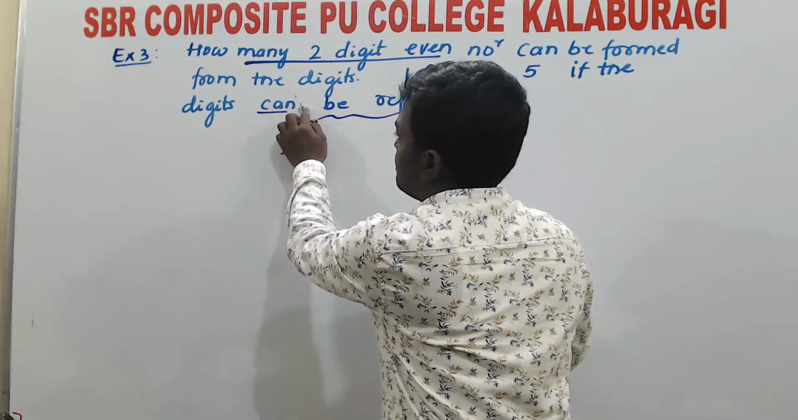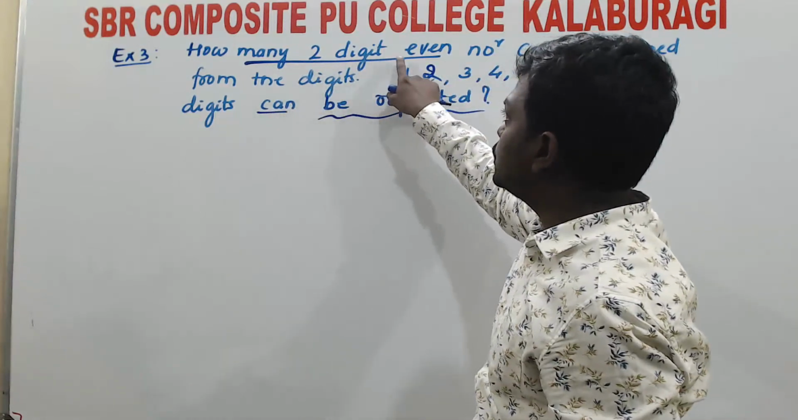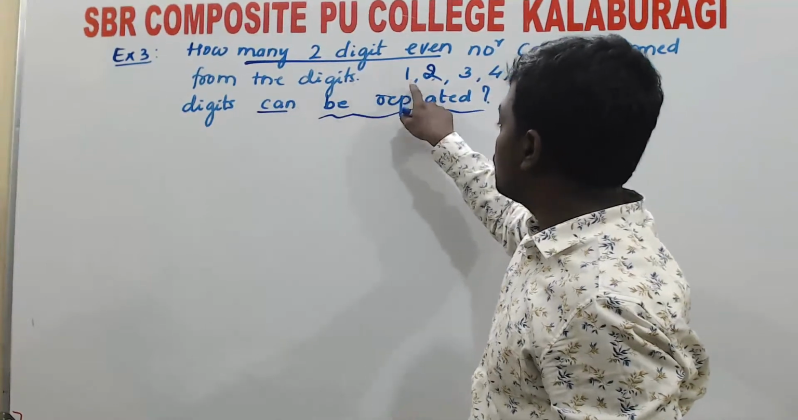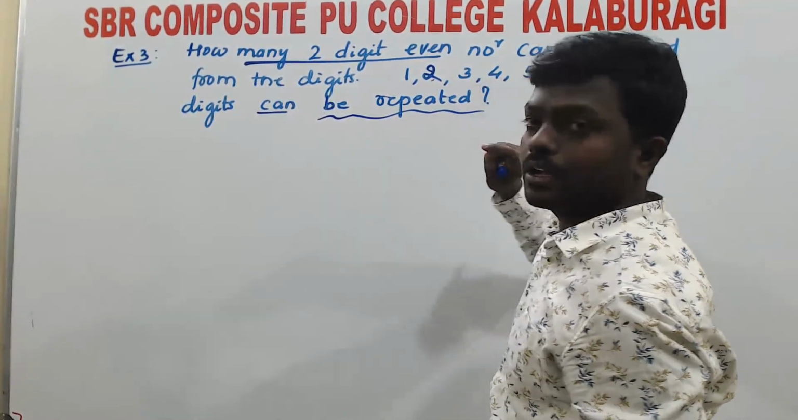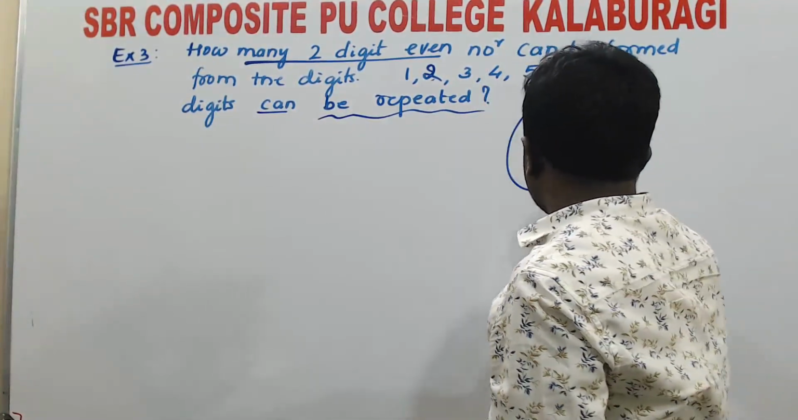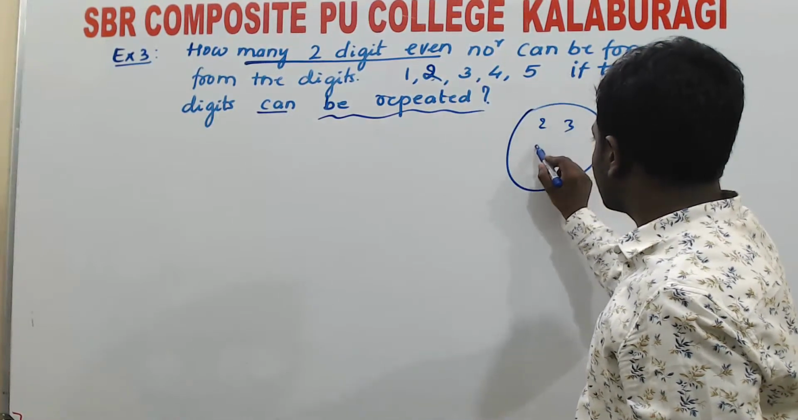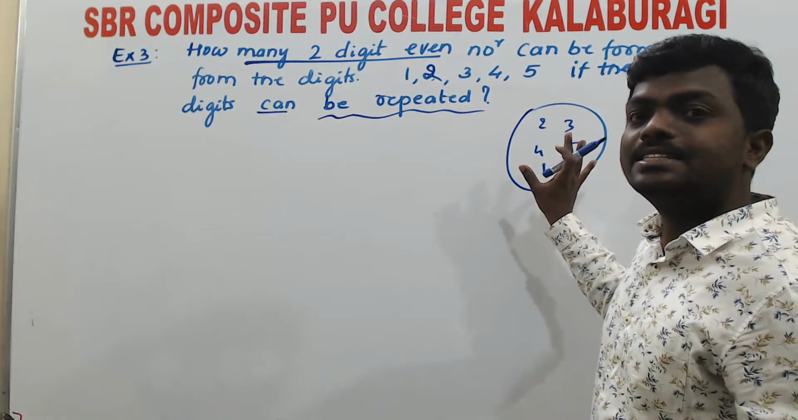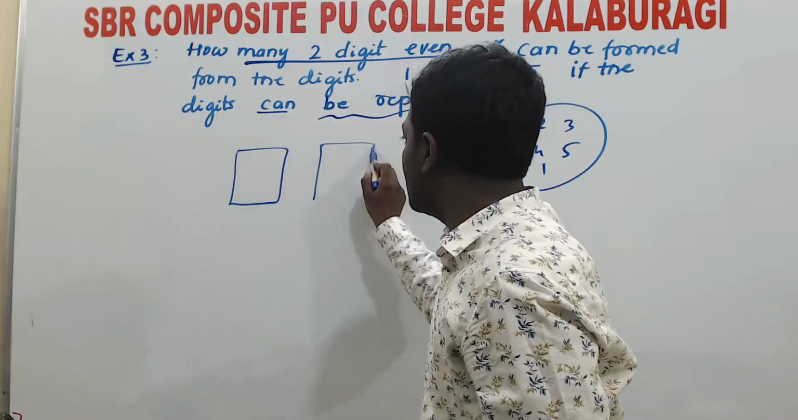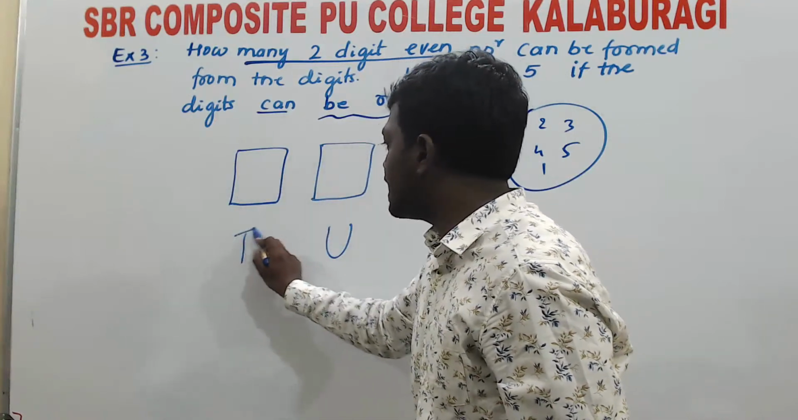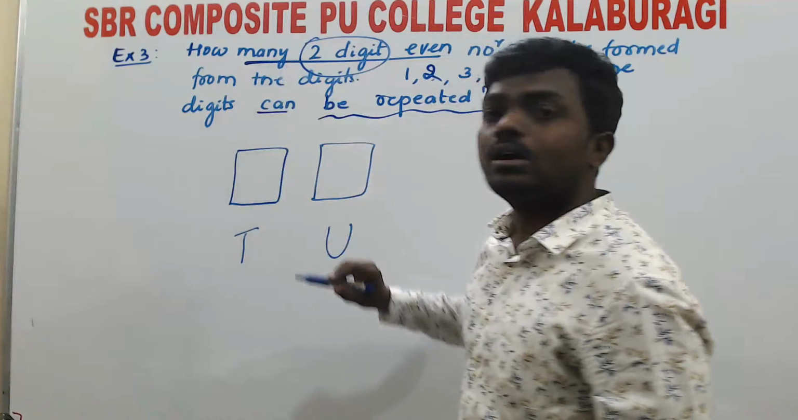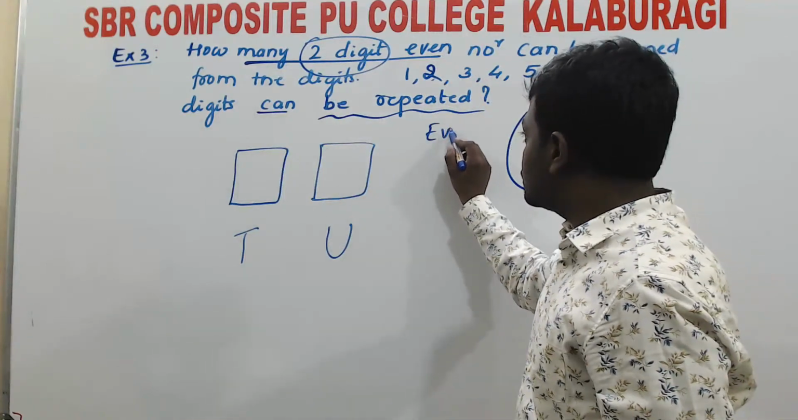Okay, so example 3 is: how many two-digit even numbers can be formed from the digits 1, 2, 3, 4, 5. So how many digits have been given to us? 5 digits, right? So these are the digits given to us, and we should frame a two-digit number. A two-digit number comprises a unit place and a tens place. Is that clear, students? Not just two-digit, they are also asking for even. It should be an even number.